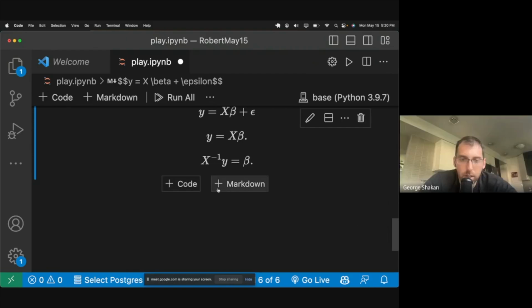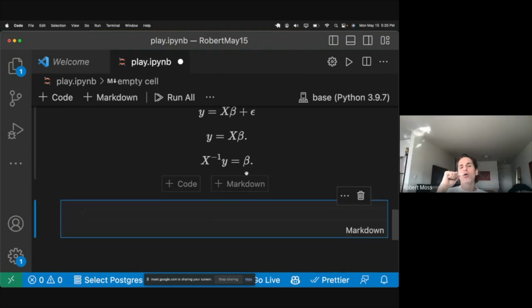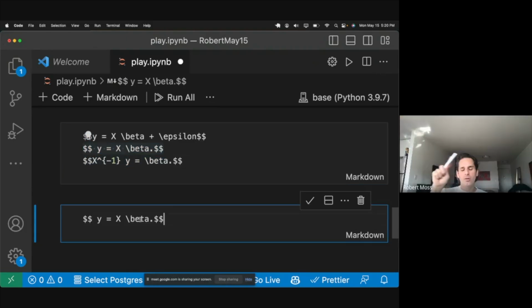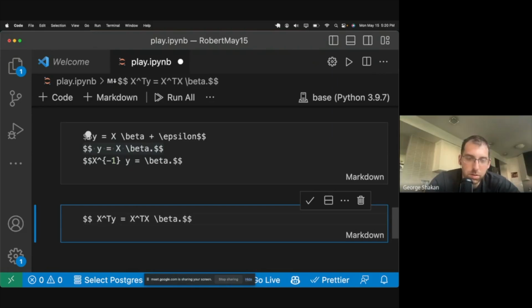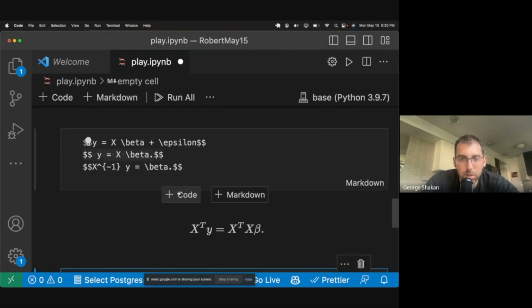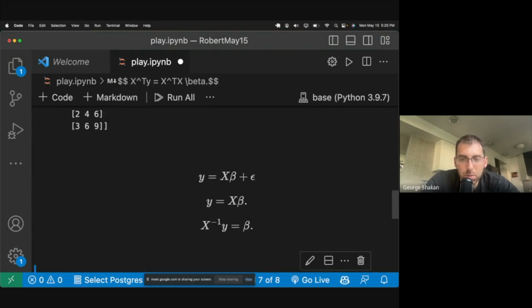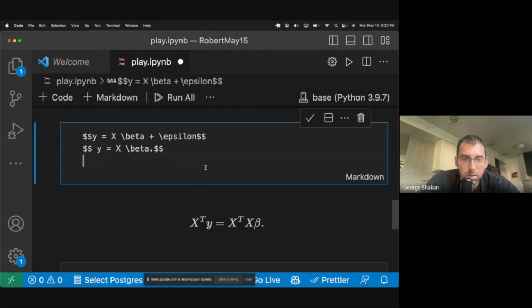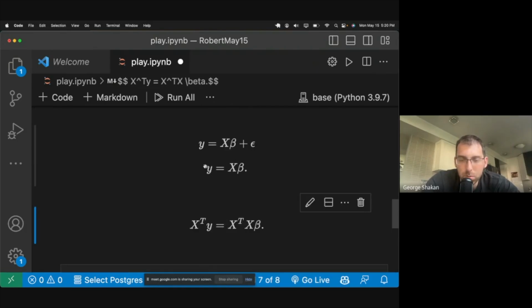So you take the transpose and multiply it by itself to get a square matrix. Exactly. Then you can invert it. The trick that actually works, surprisingly, is that we start with y equals x beta, and we just multiply both sides on the left by x transpose.